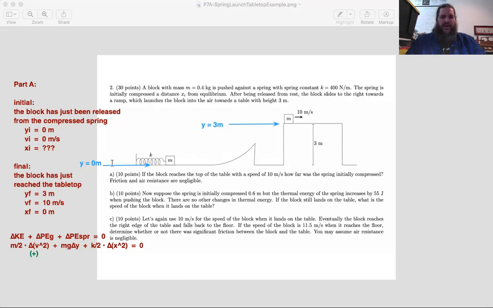Yeah, we're going from y equals 0 meters, the ground, up to y equals 3 meters, the tabletop. So delta y is also positive because height is increasing. And what about the spring? Is the spring getting closer to equilibrium or further from equilibrium? Yeah, it's getting closer to equilibrium, so that's a decrease in spring potential energy.